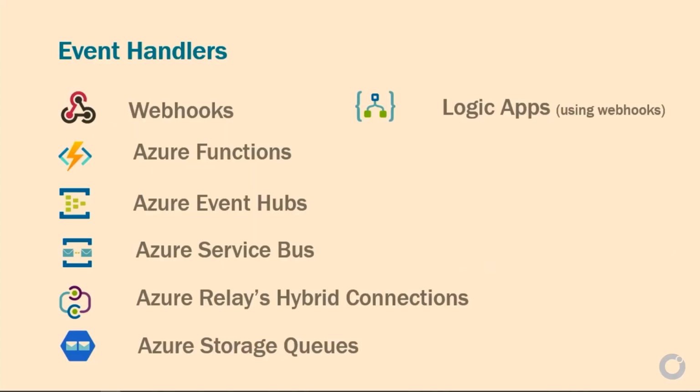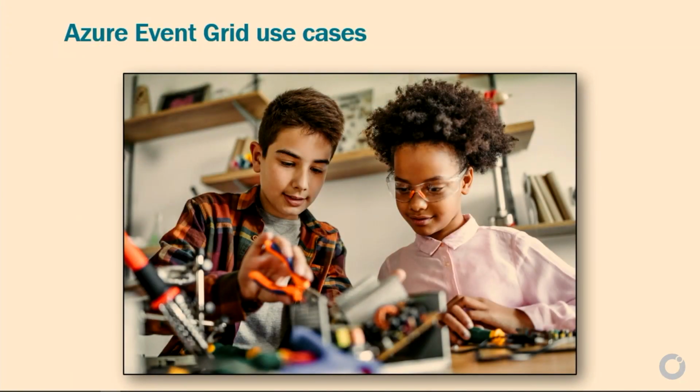Then we have event handlers, meaning the destinations that we support. With webhook, you can send events to any destination that Event Grid has network access to. And it's through a webhook that we can connect, or you can integrate with Logic Apps. You have functions, you have Service Bus, Event Hubs, storage queues, and Azure Relay hybrid connections. So those are the event handlers. Let's look at the use cases. What are your requirements, and what kind of resource are you going to use for Event Grid?